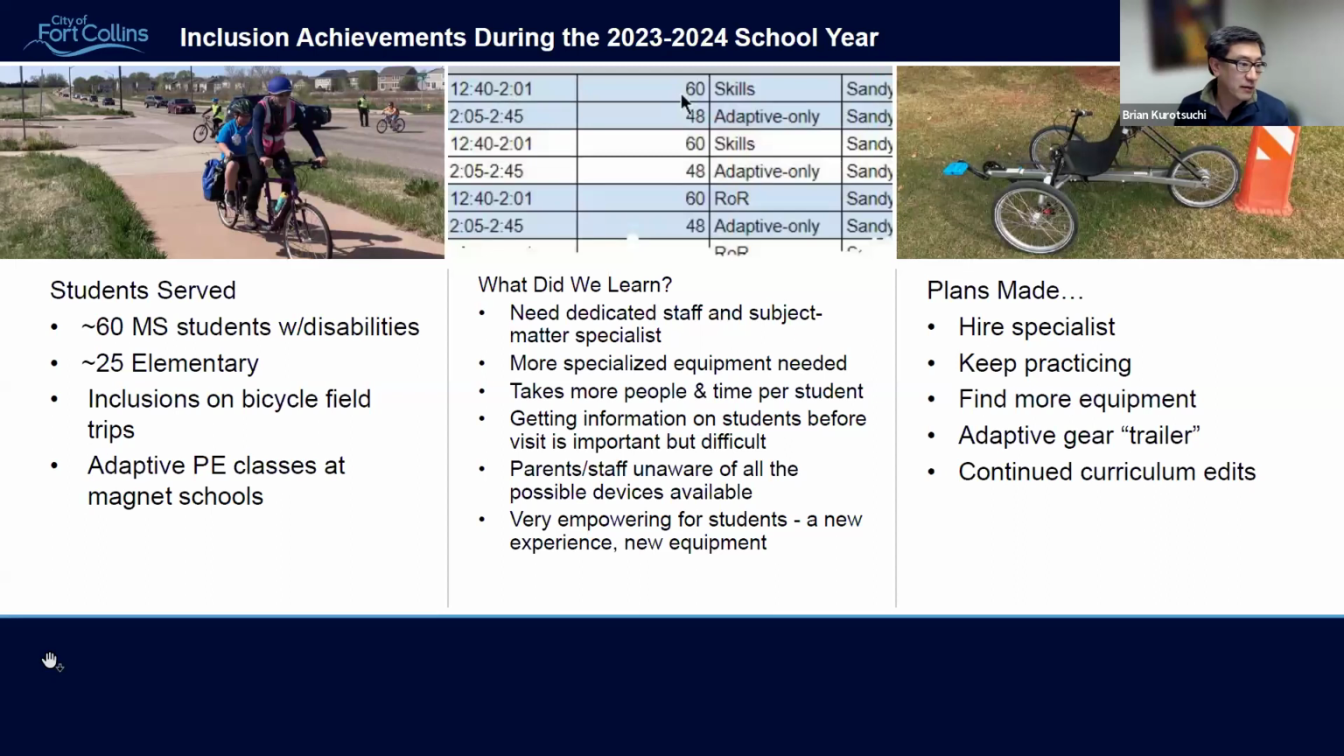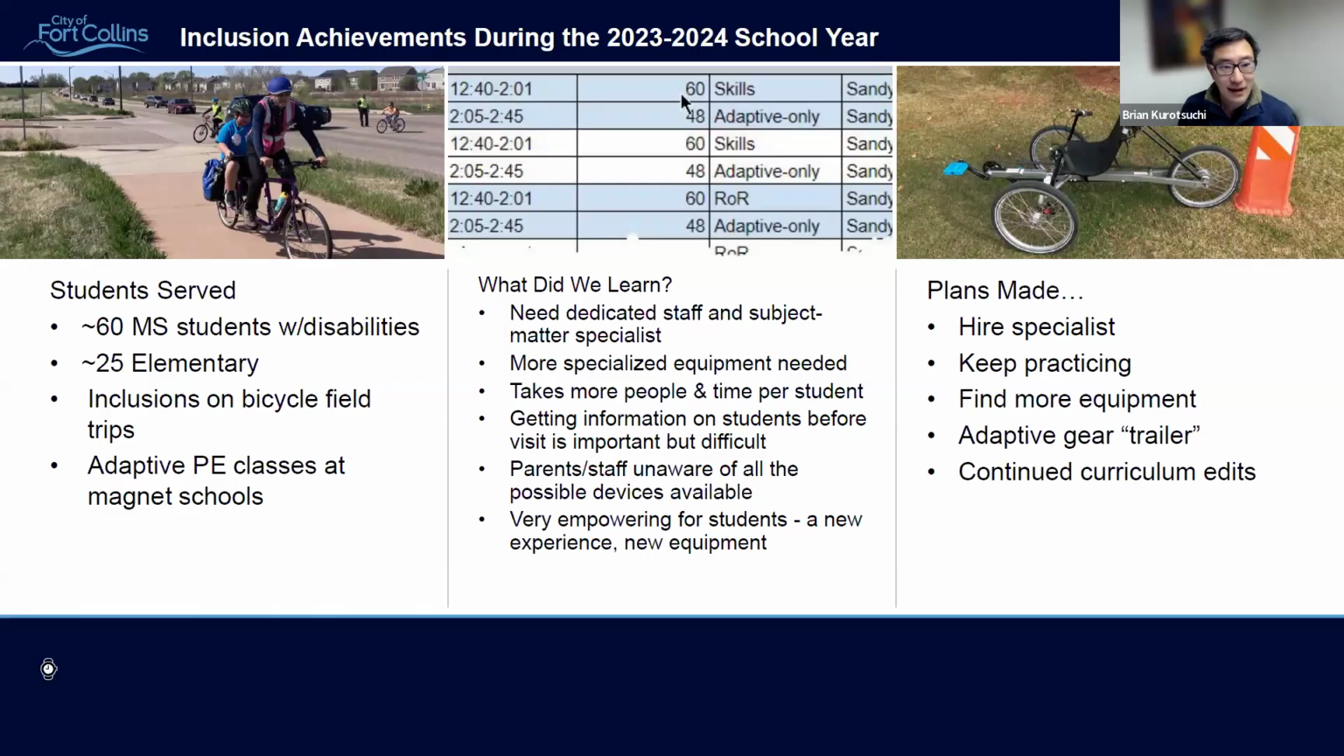Students we served over here, we actually ran an adaptive PE class. A teacher offered us that opportunity, so that's not something we would have normally done. We would have just done normal PE class and then included anybody who was there. But in this case, we did a special adaptive-only PE class. And we always try to include when we're on field trips.